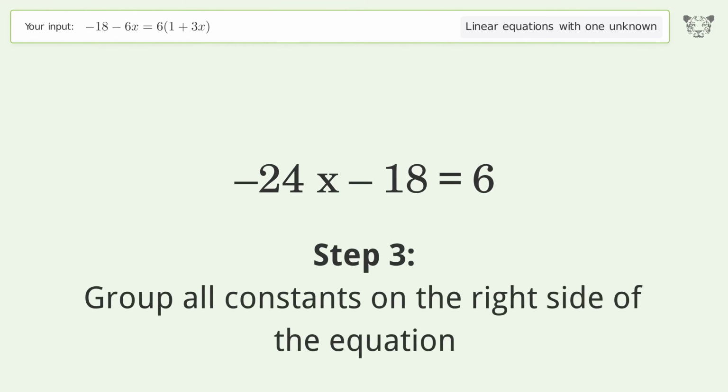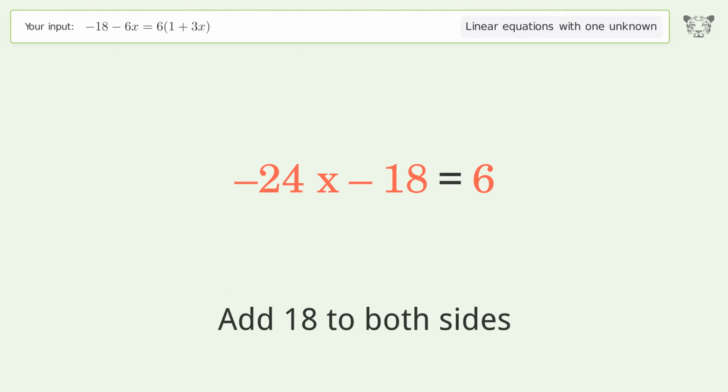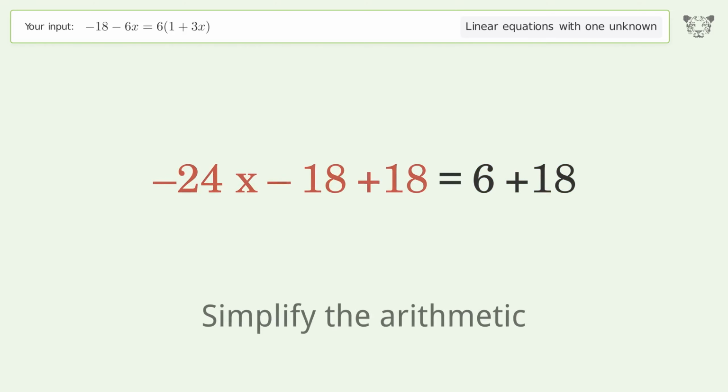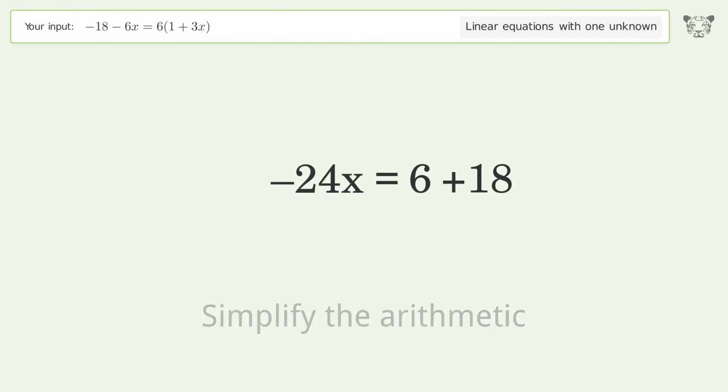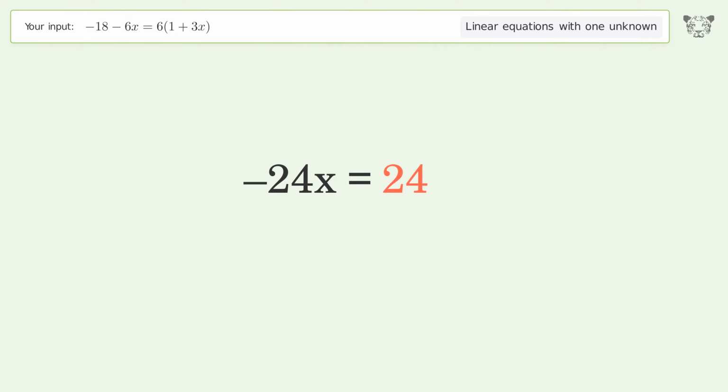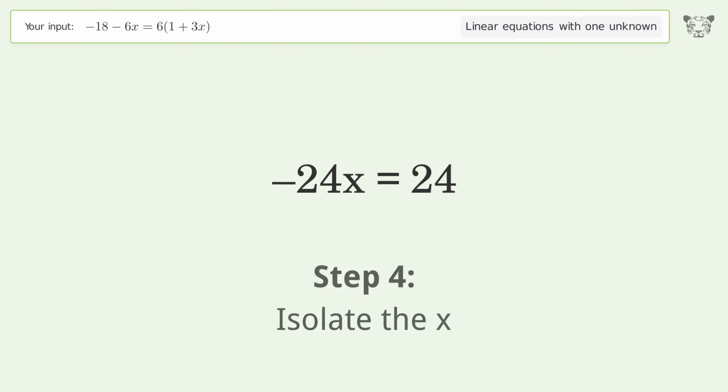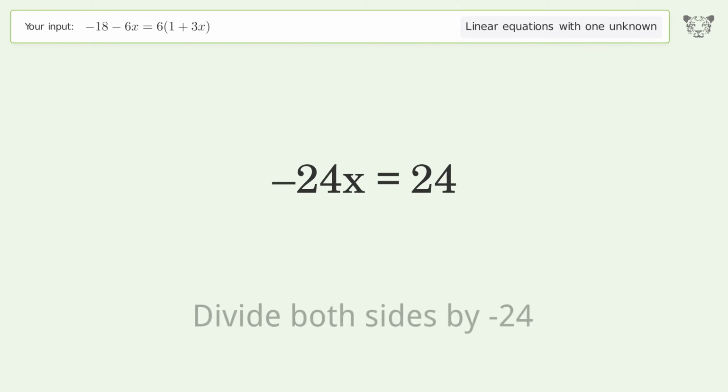Group all constants on the right side of the equation. Add 18 to both sides. Simplify the arithmetic. Isolate the x. Divide both sides by -24.